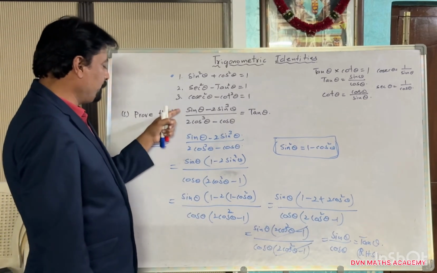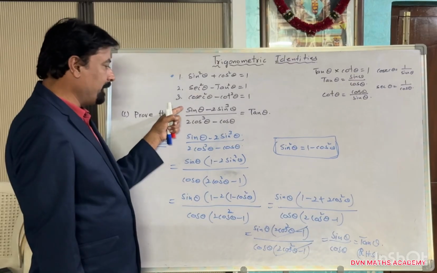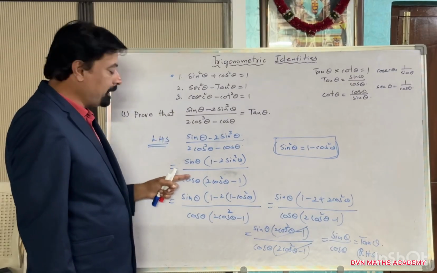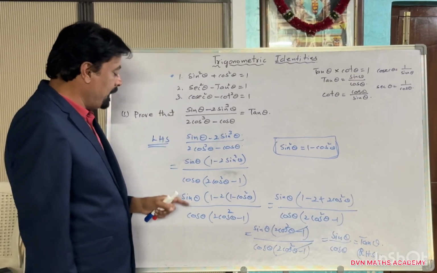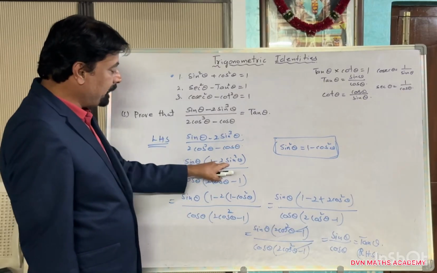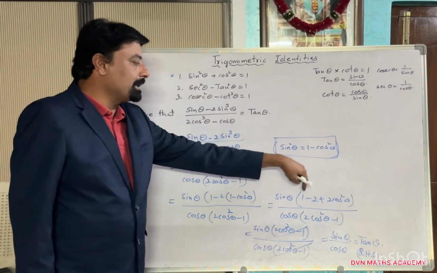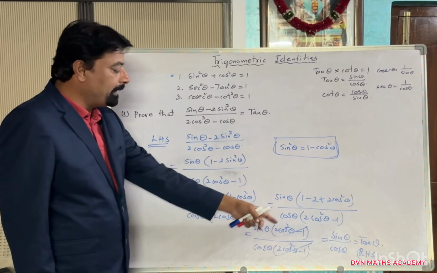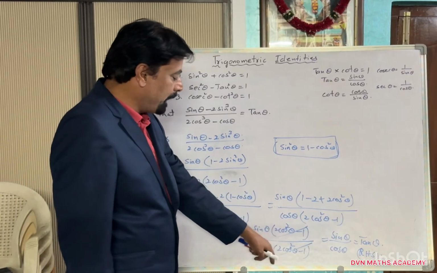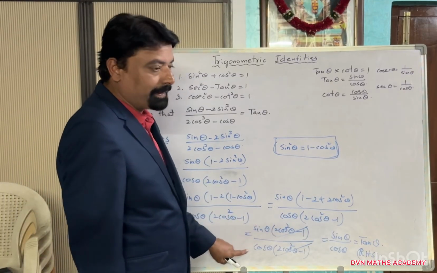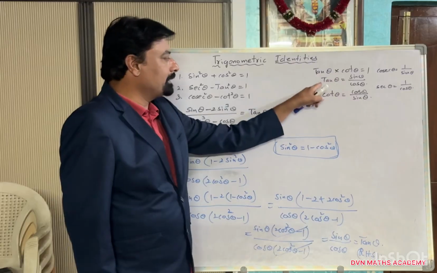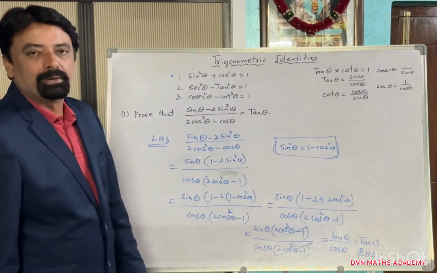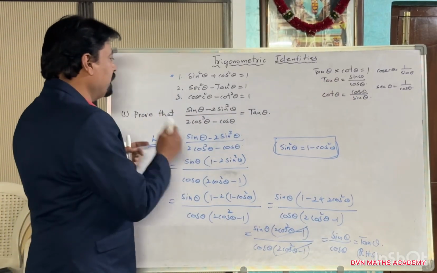In the first step, I made sin theta common in the numerator. In the second step, I made cos theta common in the denominator. Then afterwards, this sin square theta I wrote as 1 minus cos square theta. Afterwards, if you simplify, these two values will be same. And if you cancel, you will get sin theta by cos theta. That sin theta by cos theta is nothing but tan theta. So this is the method to solve this question.